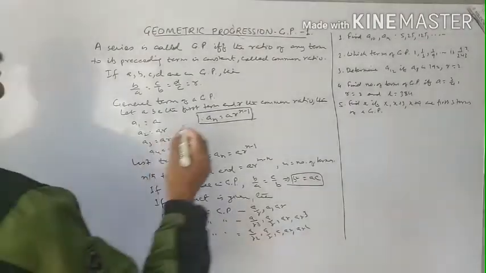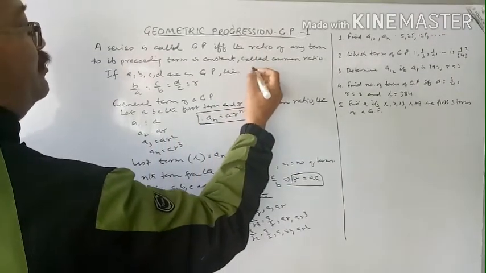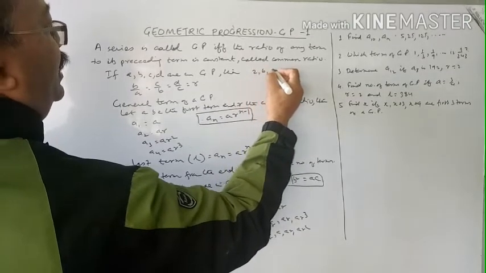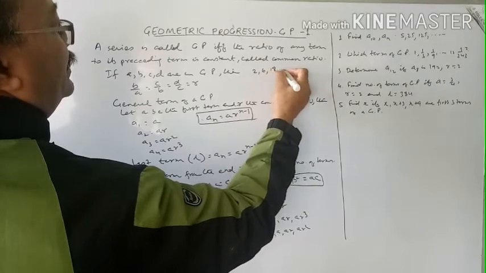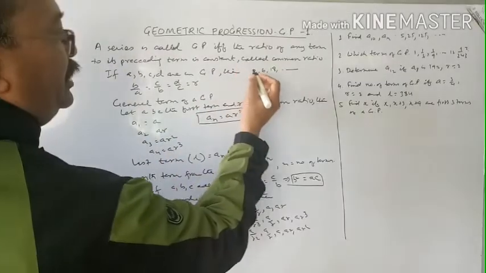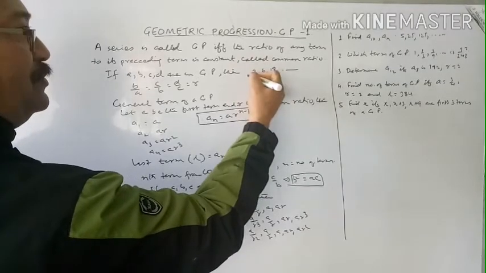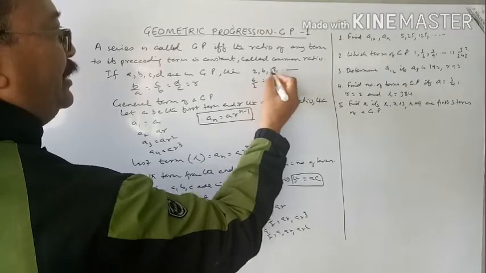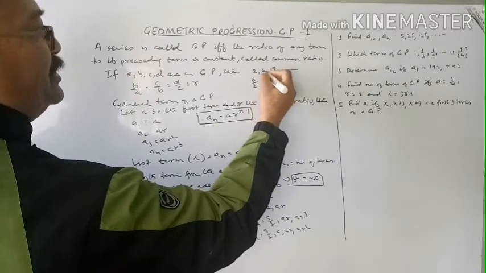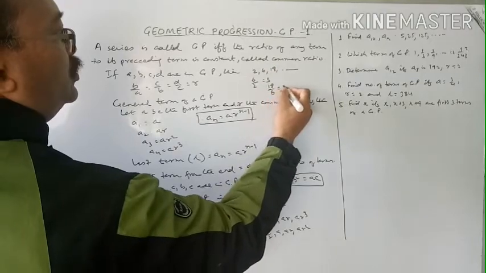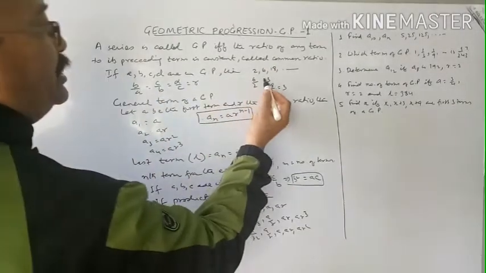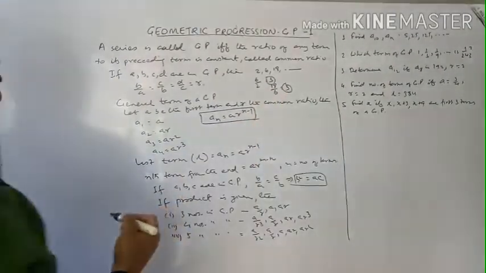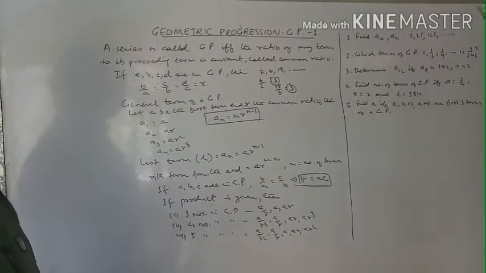Meaning, suppose you have the numbers 2, 6, 18 and so on. So here you see the ratio of any term to its preceding term. That means ratio of 6 and 2, that is 6 by 2 is equal to 3, and ratio of this term to its preceding term, 18 by 6, is also 3. So you see here the ratio of any term to its preceding term is constant. This 3 is constant, so this 3 is called common ratio.